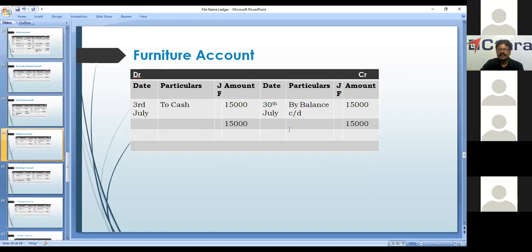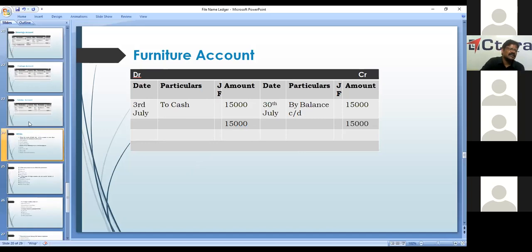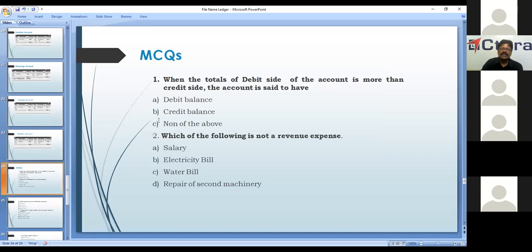Please see this furniture account. We have 15,000 on the debit side and nothing on the credit side. We have balanced it, but because it is more here, we will take it as debit balance. Whichever side is more. If the debit side is heavier, we take it as debit balance. If the credit side is heavier, we take it as credit balance.